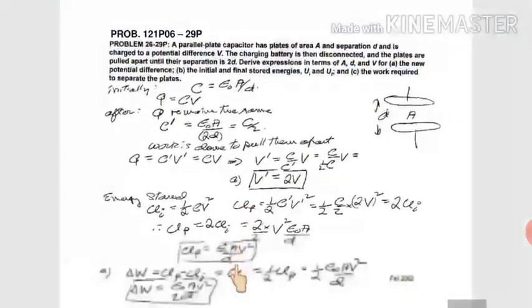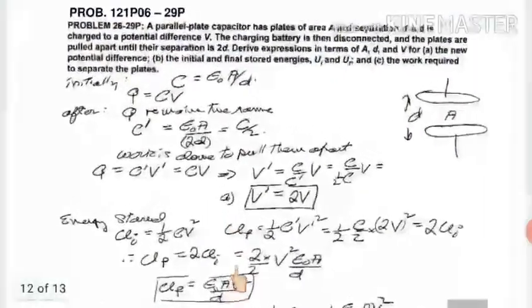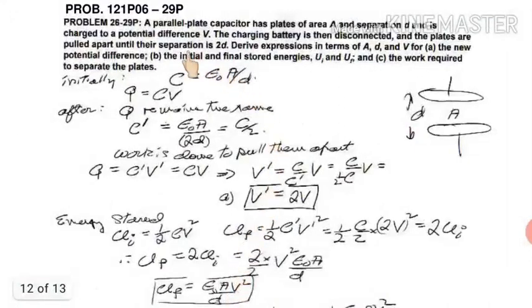Okay, next question is, a parallel plate capacitor has plates of area A and separation D and is charged to a potential difference V. Okay, so these things are given. Area is A, separation is D, and potential difference is V. The charging battery is then disconnected. Okay. And the plates are pulled apart until their separation is 2D, so the separation between them is increased from D to 2D.